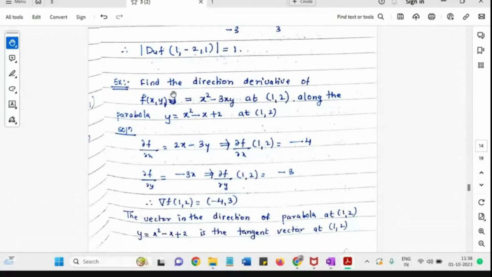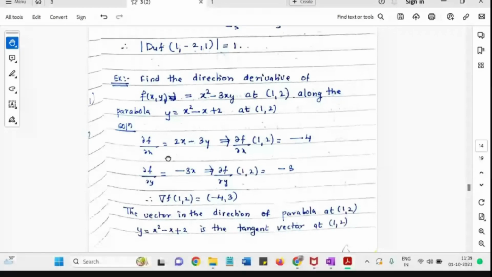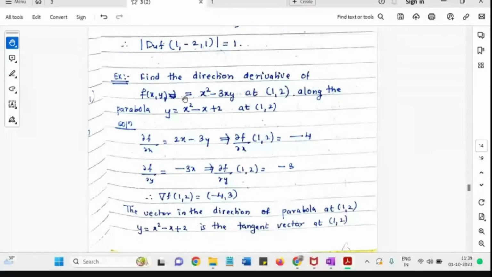So the question goes this way: find the directional derivative of f(x, y), which is x square minus 3xy, at (1, 2) along the parabola y equal to x square minus xy plus 2 at (1, 2). My function is here, my point is here. I can calculate the gradient. Gradient calculation is not a problem, right? So I have a function f.